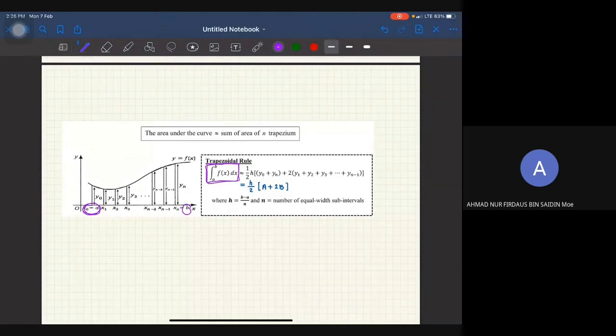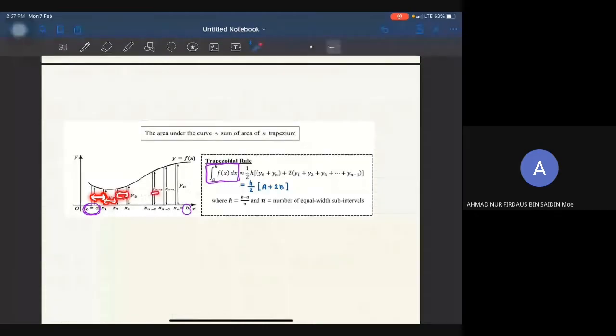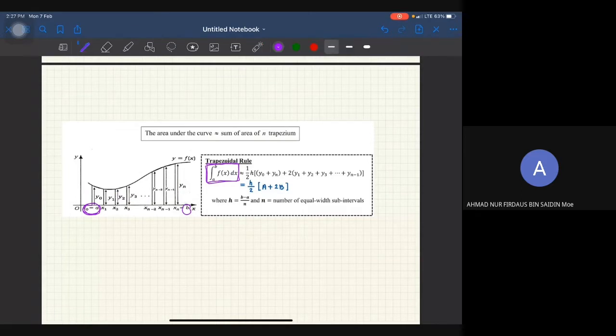Okay, so nama pun trapezoidal rule, dia diambil daripada root base word dia adalah trapezium. Okay, so trapezium, bentuk trapezium. Kita akan pecahkan kita punya graph ni, area kita yang dekat bawah ni, kita akan pecahkan dia into trapezium yang sama lebar. Sama lebar maksudnya this one sama panjang dengan this one, sama panjang dengan this one, sama je semua lebar dia. Lebar itu kita panggil sebagai H. That one we call as H, lebar. Okay, so itu adalah trapezium.